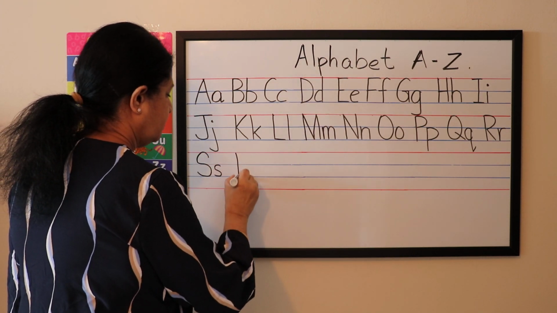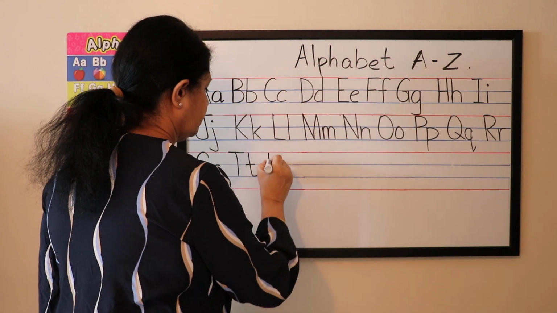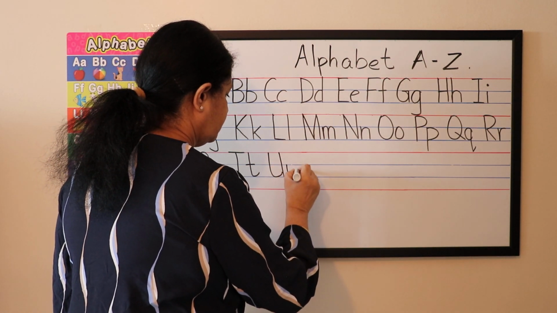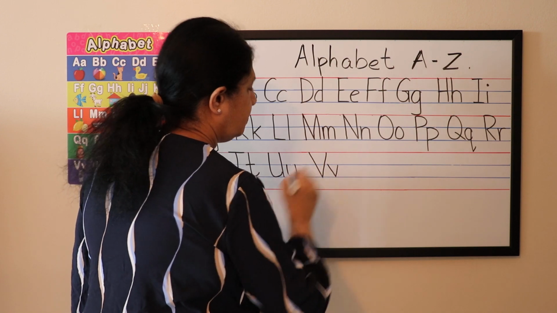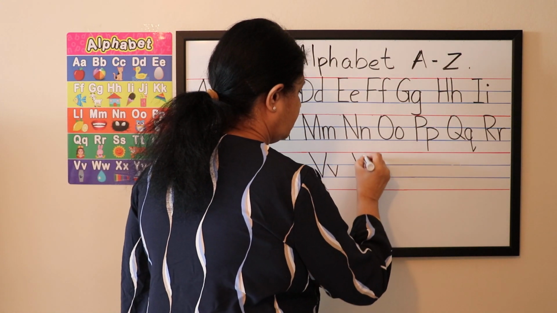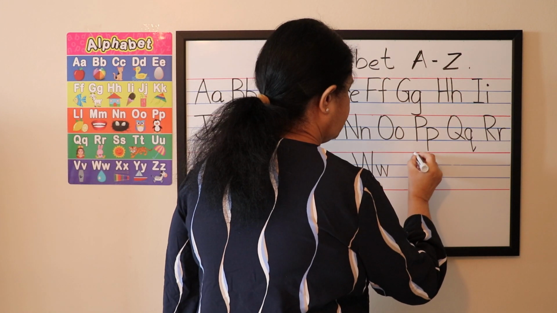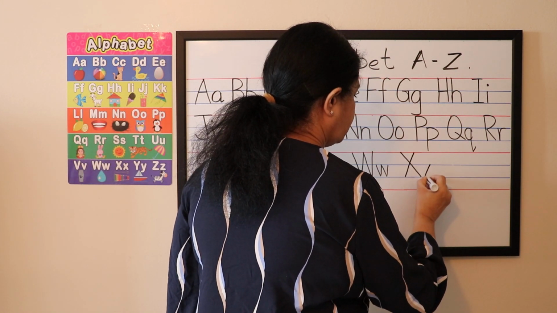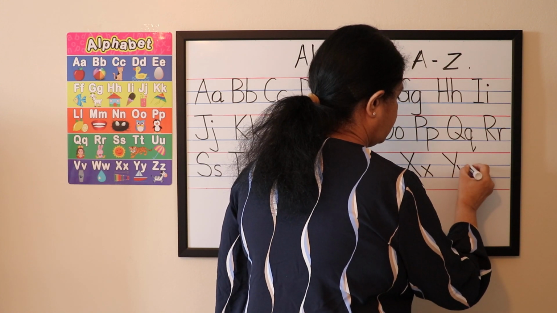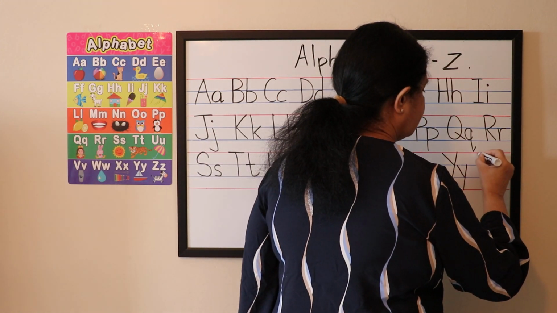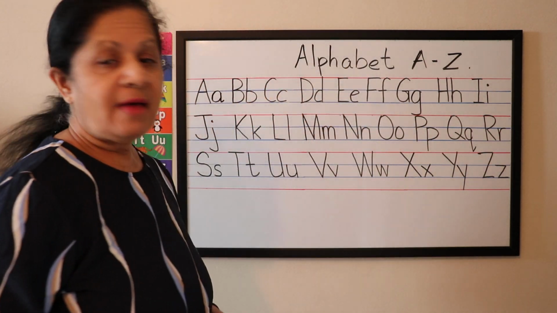S, T, U, V, W, X, Y, and the last letter in the English alphabet is Z. Okay, we have completed the alphabet.